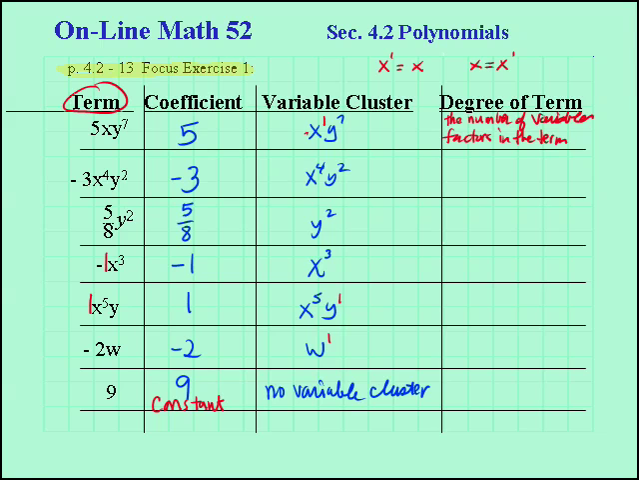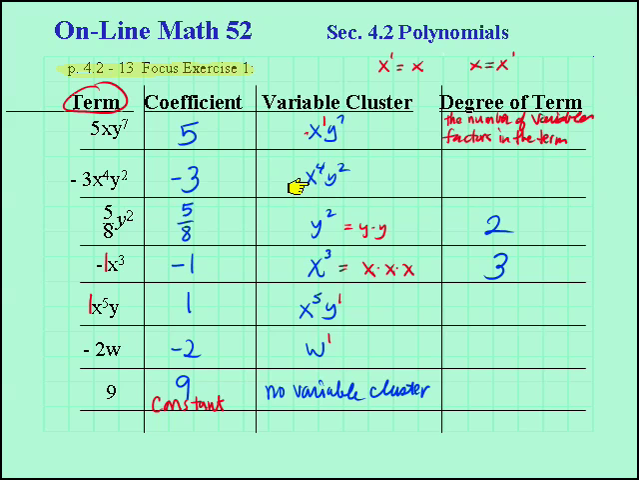What that means is, for example, take x cubed right here. That's x times x times x. That has 3 variable factors, so the degree is 3. This y squared is y times y, so its degree is 2 variable factors. Look at x to the 4th and y squared.